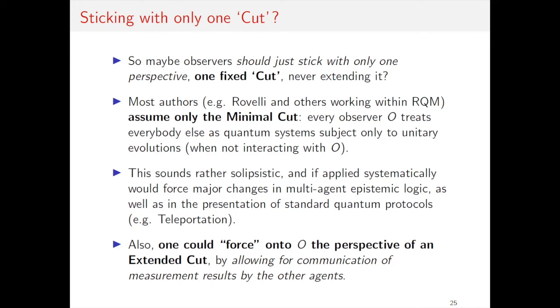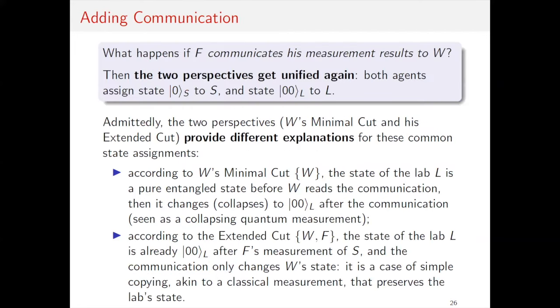All right. Now, what if we start to do communication, right? Of measurement results by the other agent. So now, actual communication. What happens if F communicates the measurement results to W? Then the two perspectives do get unified again, right? They both will assign 0, 0 to the lab. But the explanations are different. Maybe it doesn't matter. But the two perspectives give you different explanations. Either the two perspectives of F and W, or if you like, from W's perspective, but when he has two different cuts, the minimal cut versus the other, which considers his friend as an observer.